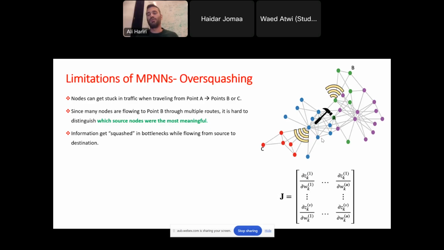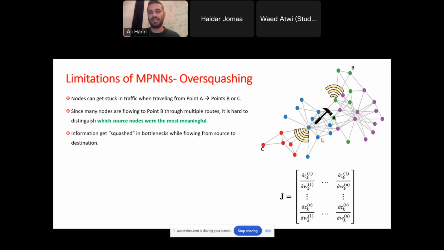So we want the sensitivity of point B with respect to point A to be maximized. We want the sensitivity of point C with respect to point A to be maximized, because this means mathematically that any change in A, any information flowing in A, is felt at B. So this is why this oversquashing problem is important to deal with. So how do we go around that?